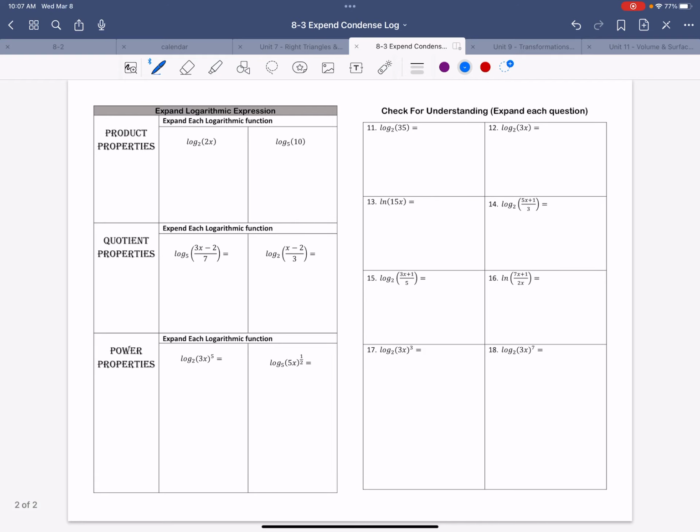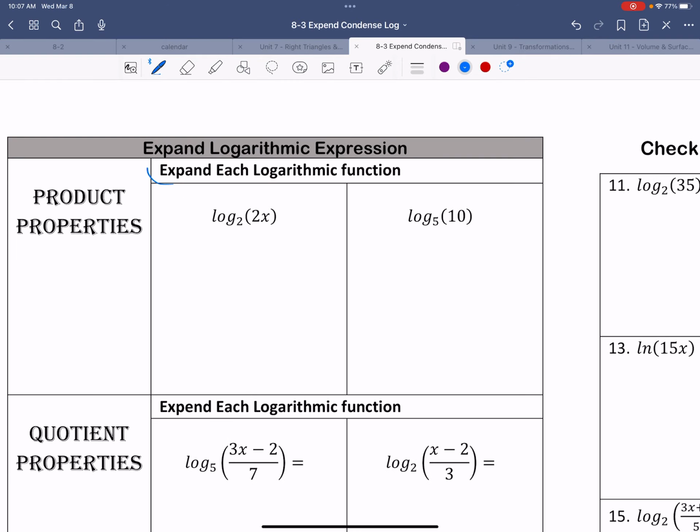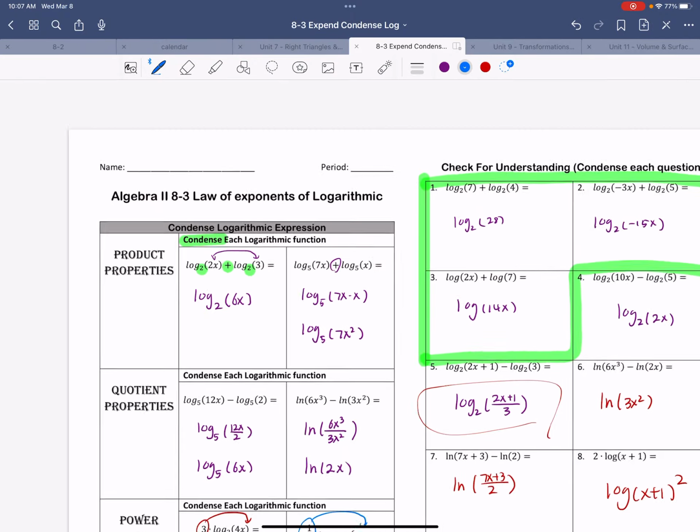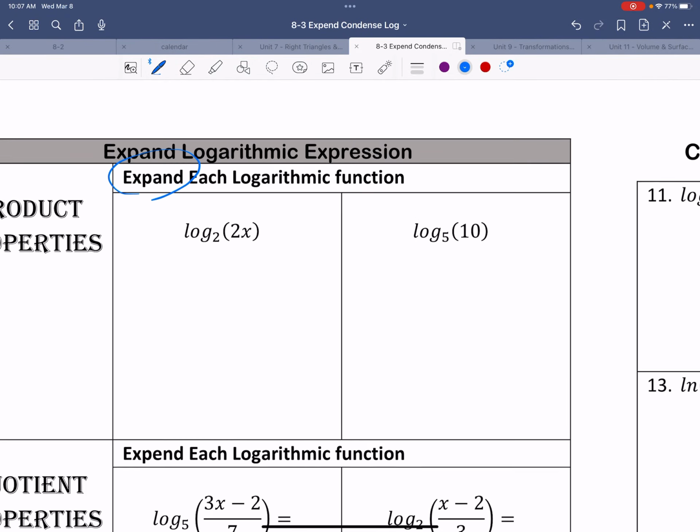Now let's go to the opposite side. Now you're going to expand it, which means you are going to do the opposite of what we did here. So this one, I'll just go over simply. It's log base 2 times x, right? It's a multiply, which means if you expand it, that's what you're supposed to get, all right?